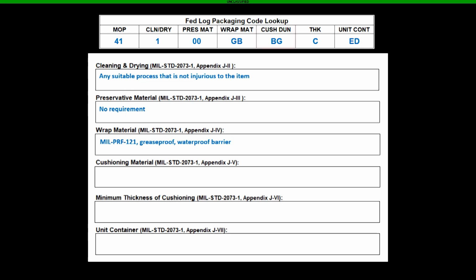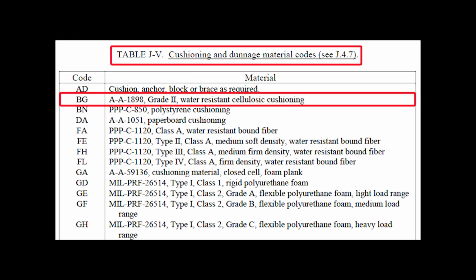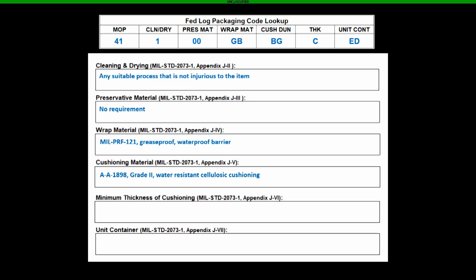The cushioning and dunnage code is BG. Cushioning and dunnage is found in Table J5. For a code of BG, the material requirement is AA1898, Grade 2, water-resistant cellulosic cushioning. Record this information on the worksheet.